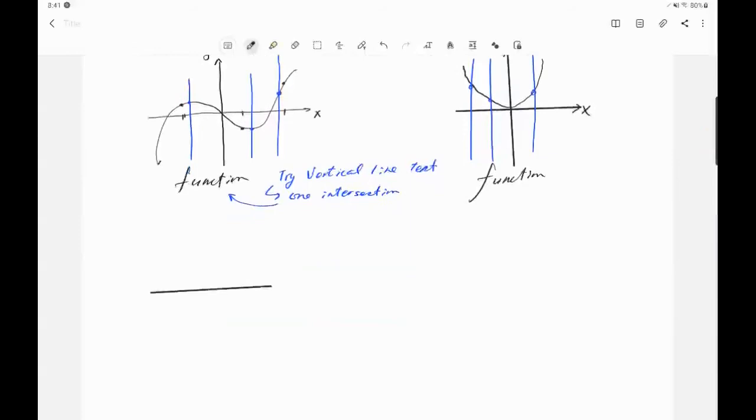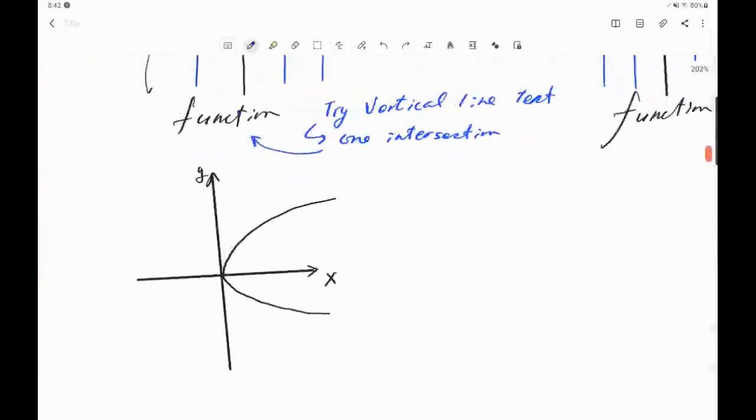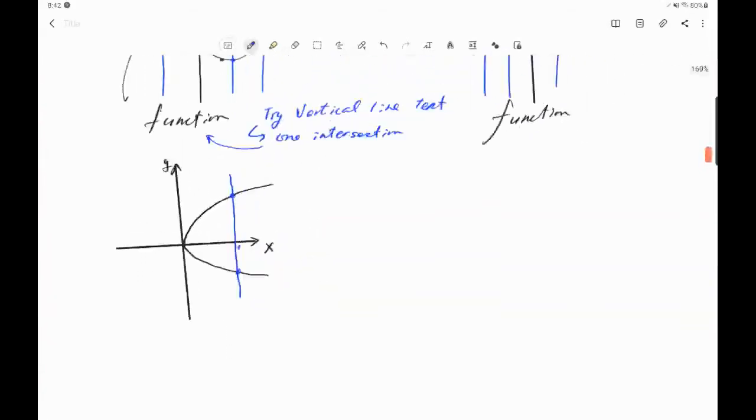Okay, here, the y-axis. Okay, how about this graph? This is not a function. Why? Because once you draw a vertical line, look at this. There are 2 points. That means there are 2 outputs, right? So for this value x, let's say this is 1. For x is 1, then you have 2 points, which means there are 2 y values. So this is not a function.